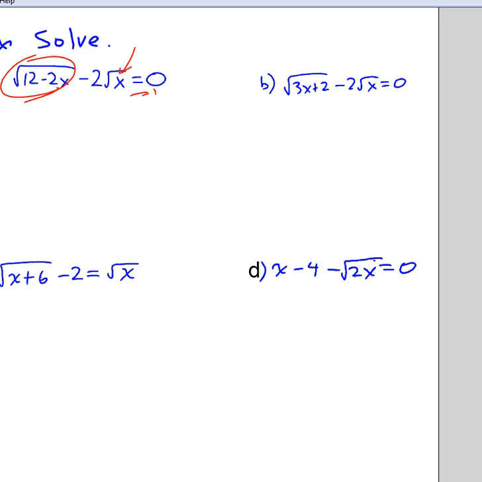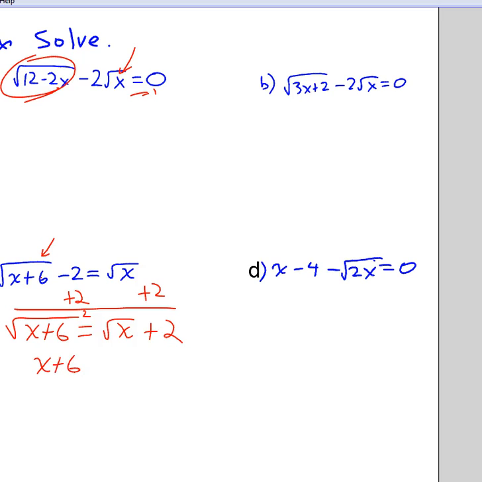What I want to do on this is get this square root alone first because he's got the more complicated radicand. So to do that, I'm going to add the 2 across, and when I do, I get the square root of x plus 6 equals the square root of x plus 2. Now, the reason why I got this radical alone is when I square him, he'll cancel and give me just x plus 6. But if I square the left side, I've got to square the right side like that in parentheses. Now, when you multiply that out, you get x plus 4 square root of x plus 4.